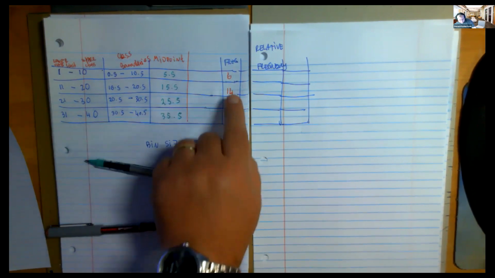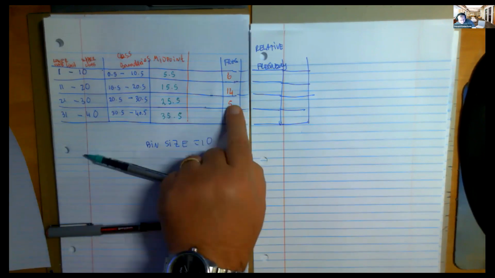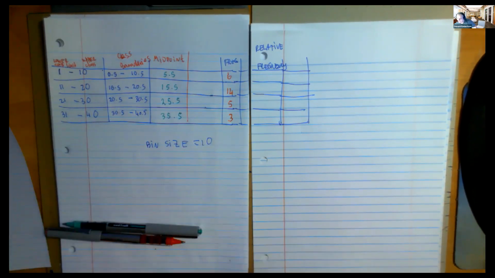These are frequency. That means 6 people got somewhere between 1 and 10 in the test. 5 people got 21 to 30 in the test, right? That's frequency. How many people or numbers belong in each of the groups, right? That's what a frequency is.